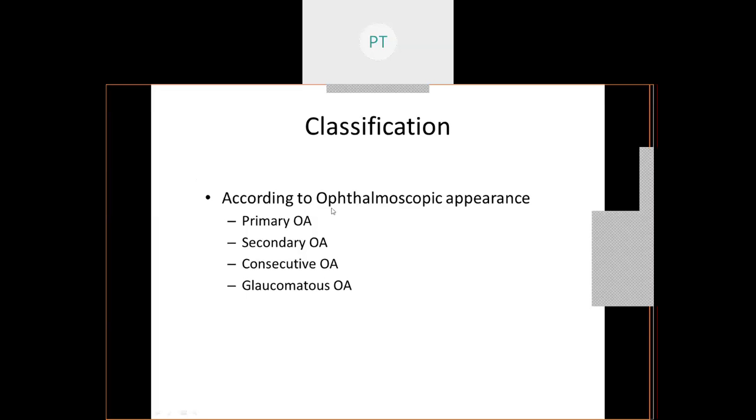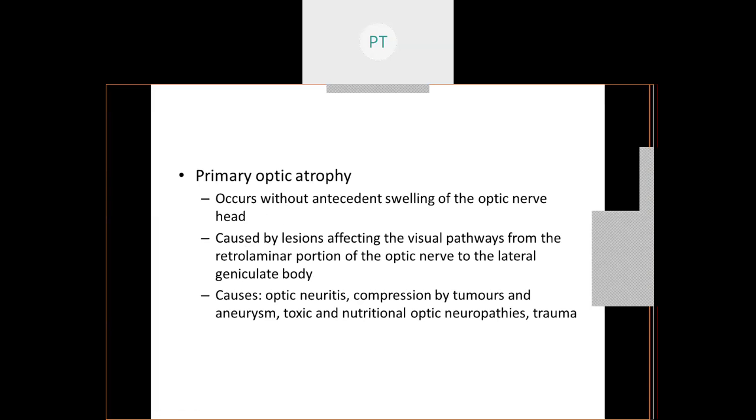So how would you classify according to the ophthalmoscopic appearance? You can have primary, secondary, and consecutive optic atrophy. In primary, usually there's no ophthalmoscopic evidence of any previous inflammation, and atrophy is due to any disease in the visual neuron proximal to the disc. So we cannot see any evidence of any local inflammation. So this is known as primary optic atrophy. It occurs without any antecedent swelling of the optic nerve head, and it is usually seen with lesions affecting the visual pathway from the retrolaminar portion of the optic nerve to the lateral geniculate body.